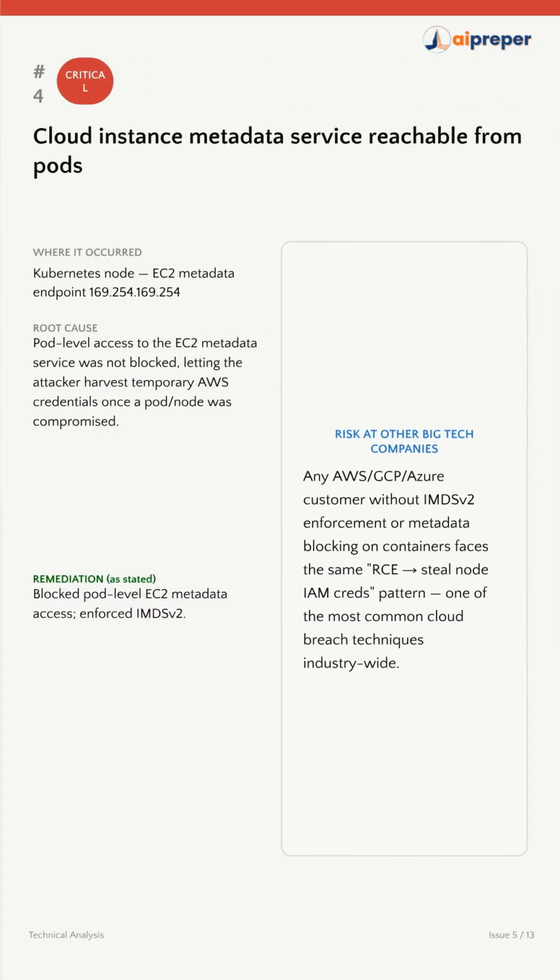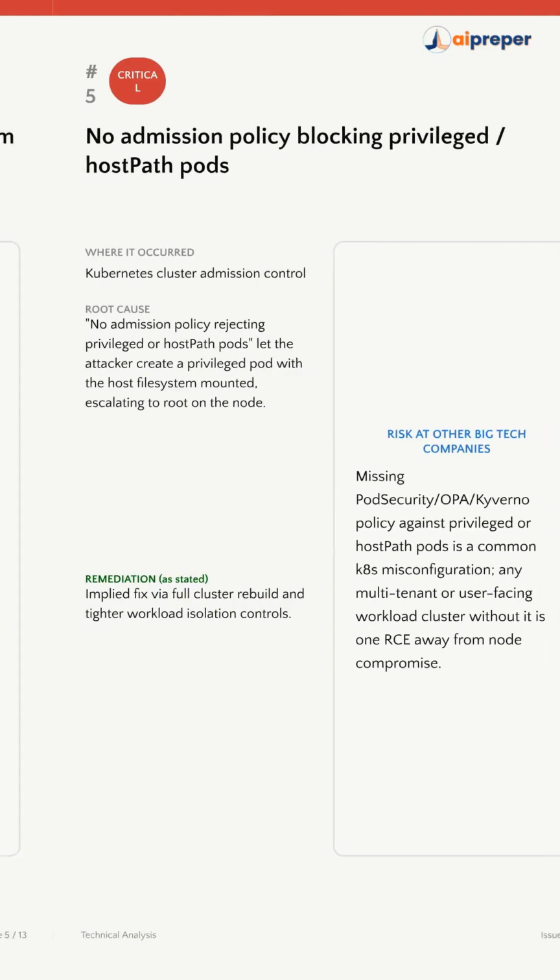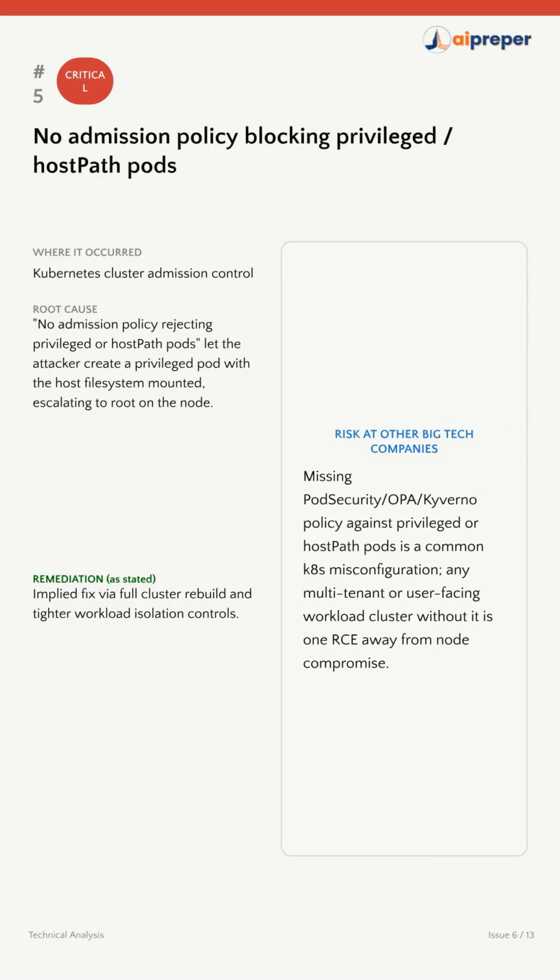Now, once it got access to that token, it could probe and figure out what APIs were openly available inside the pod cluster. It got lucky in targeting the Cloud Instance Metadata Service, finding out this service was reachable from pods. This allowed an attacker to harvest temporary AWS credentials. With access to the metadata service, it exploited the non-existent admission policy to block privileged or host path pods. This misconfiguration allowed for potential host file system mounting and node-level escalation.